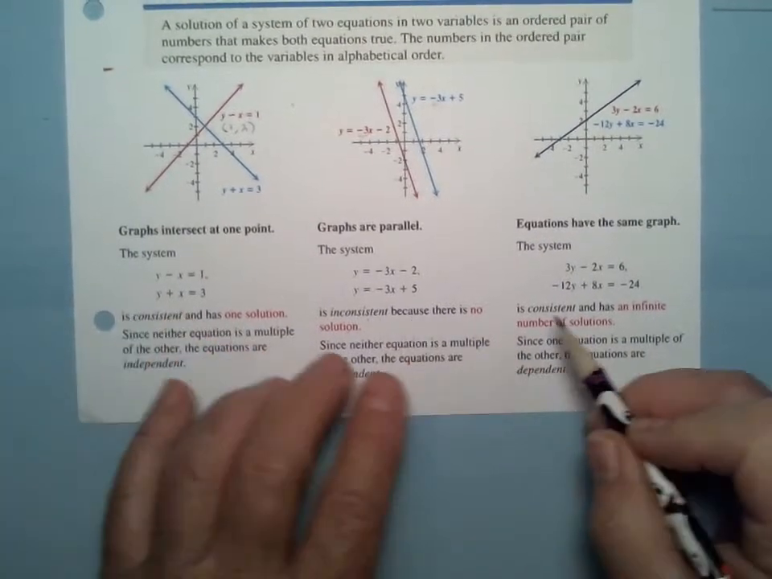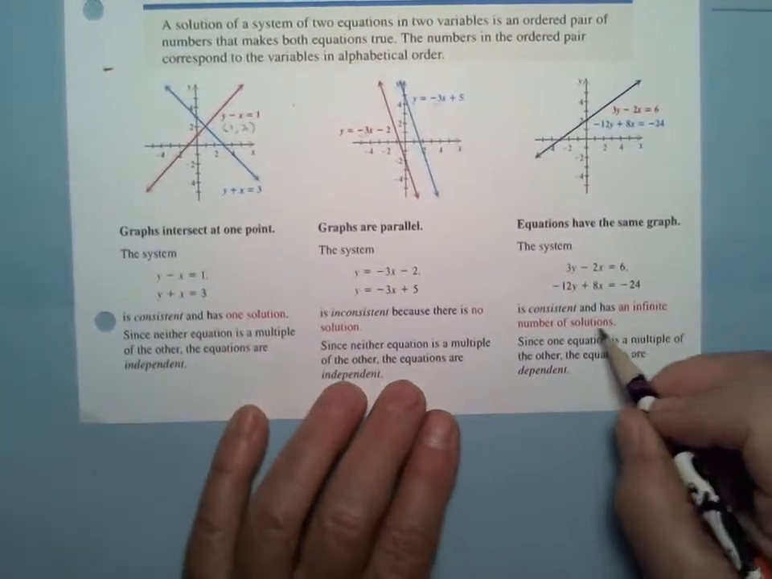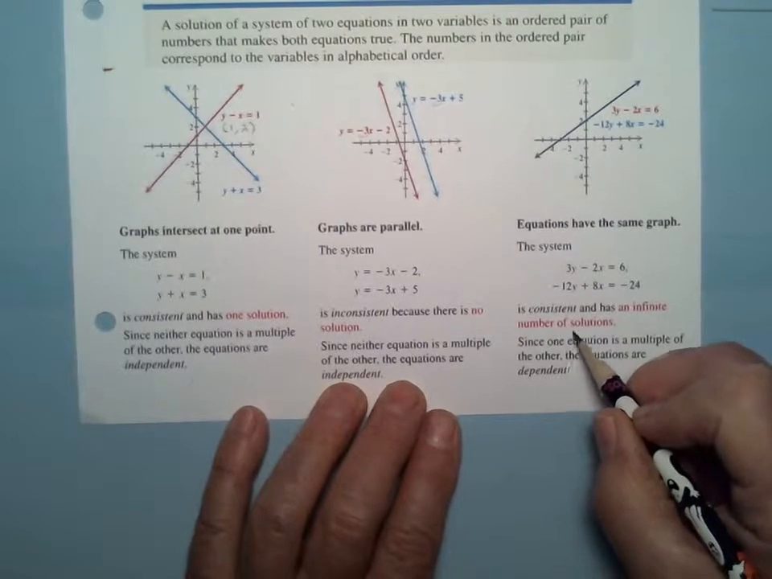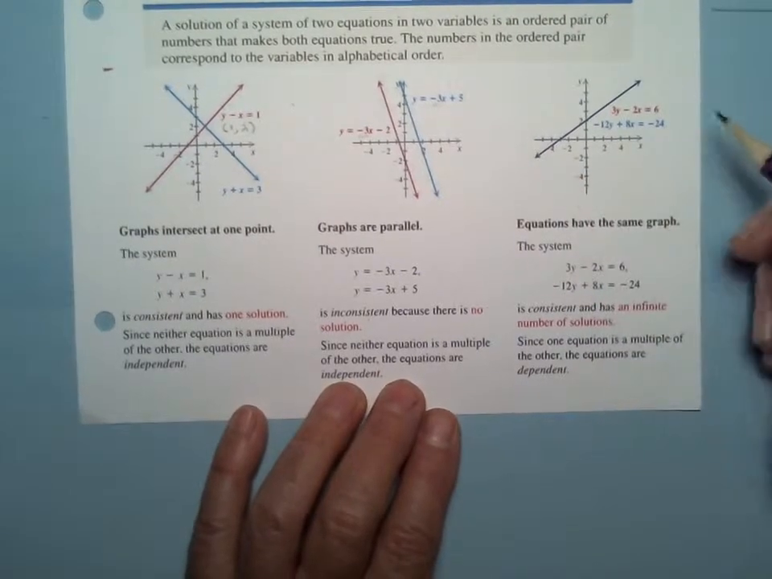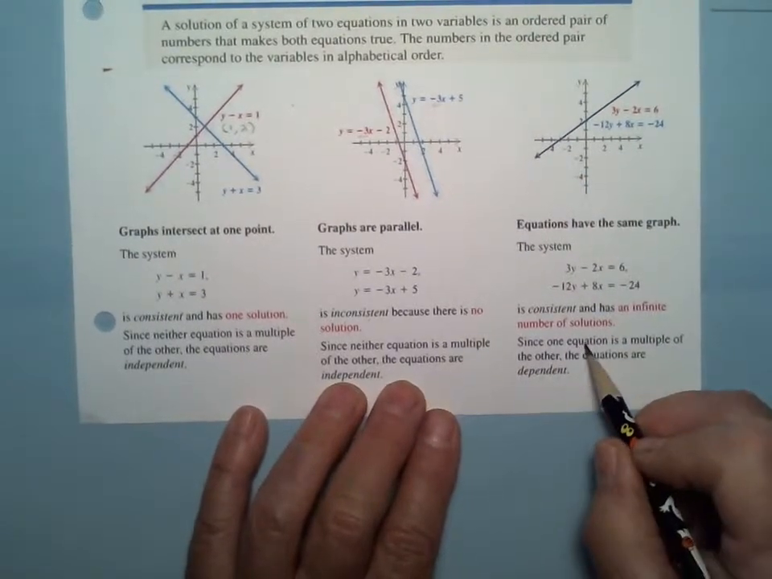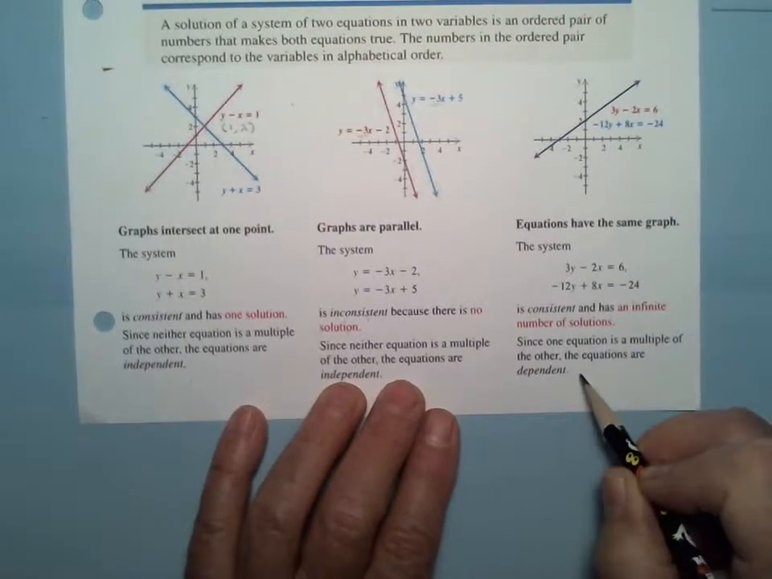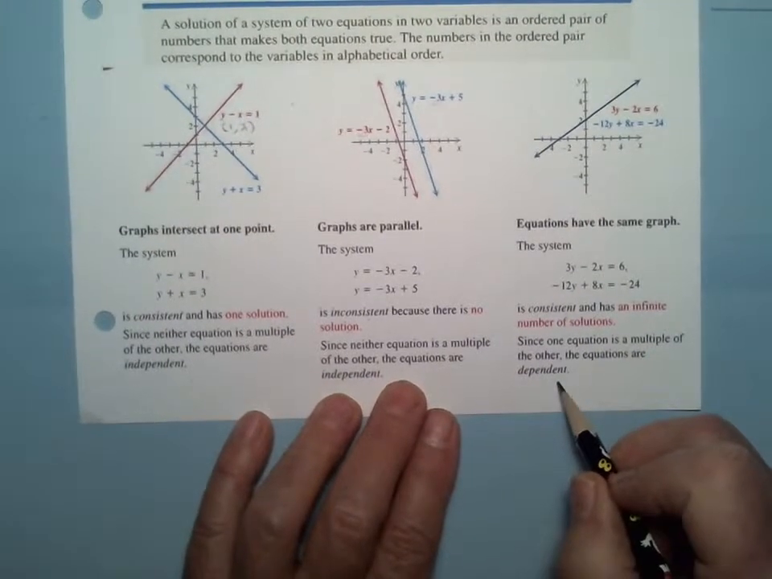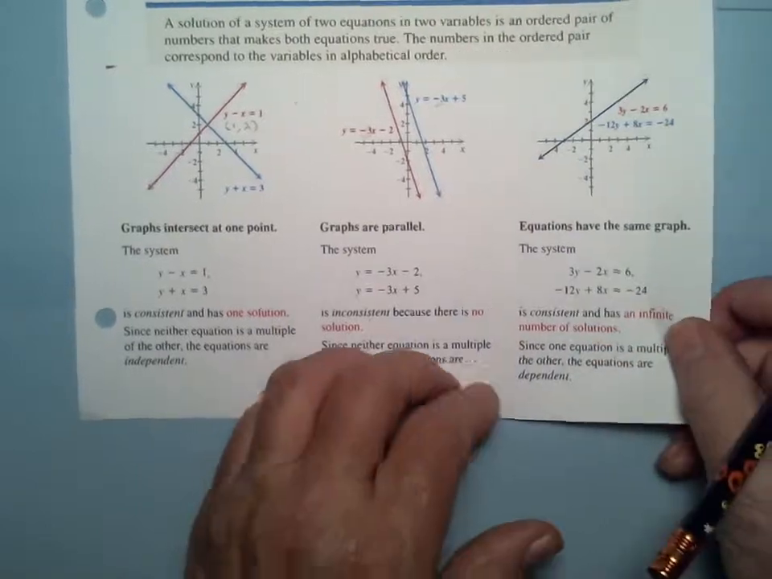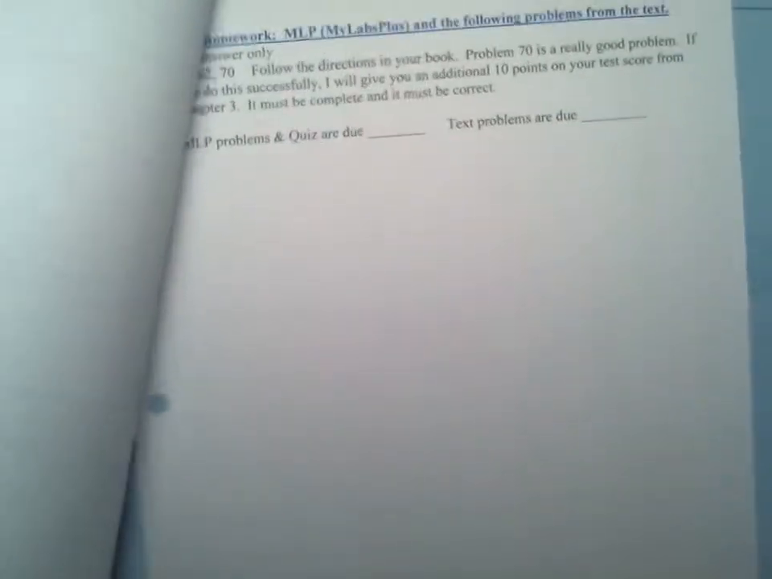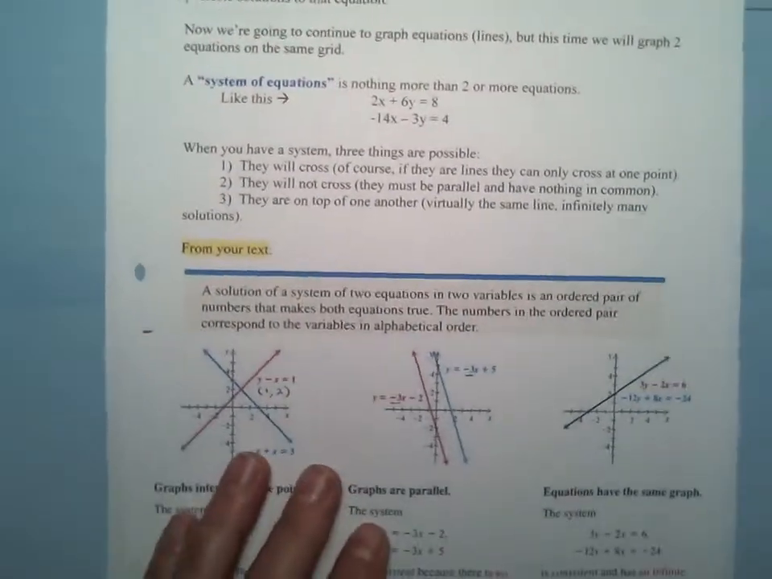So the first two are inconsistent, this one is consistent, and they have infinitely many solutions in common. Well, they're right on top of each other. They're the same line, and since one equation is nothing more than a multiple of the other, we say that they are dependent. That's all there is to say on this, and your homework is on the following page, and I hope that was a good introduction for you.